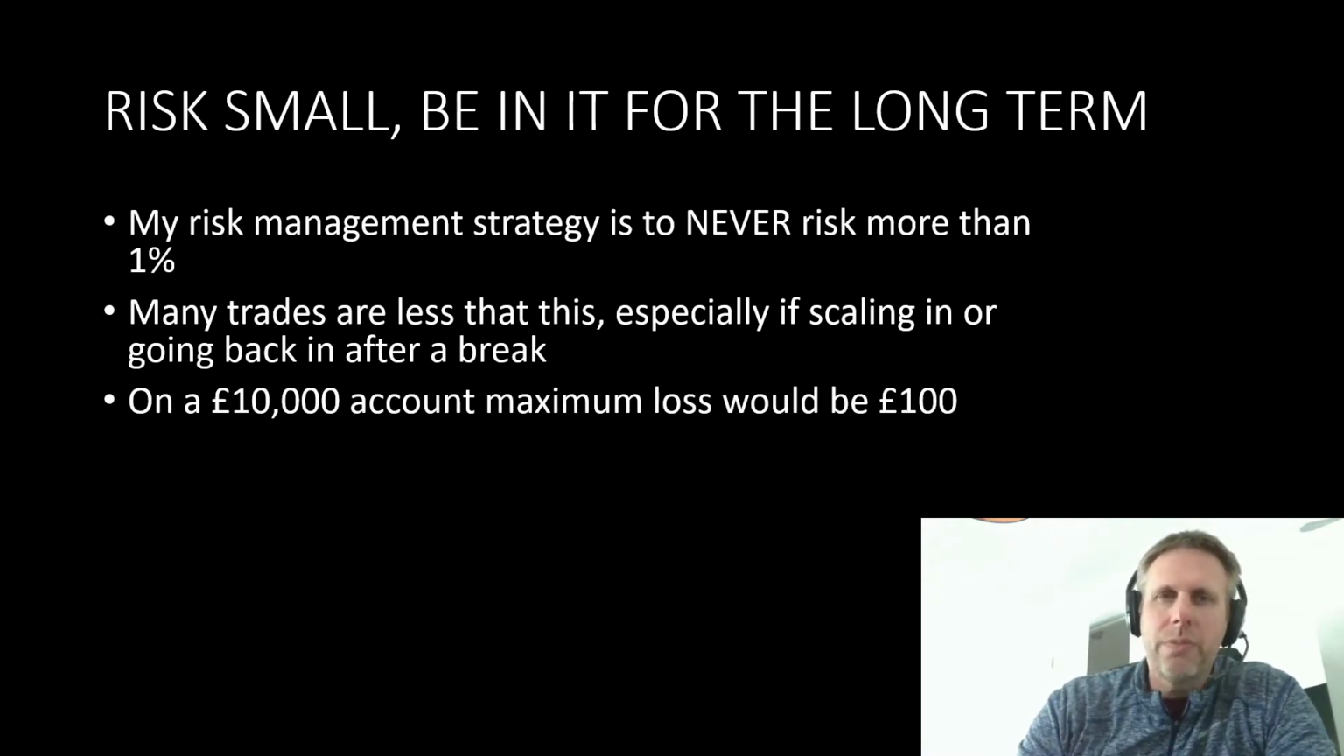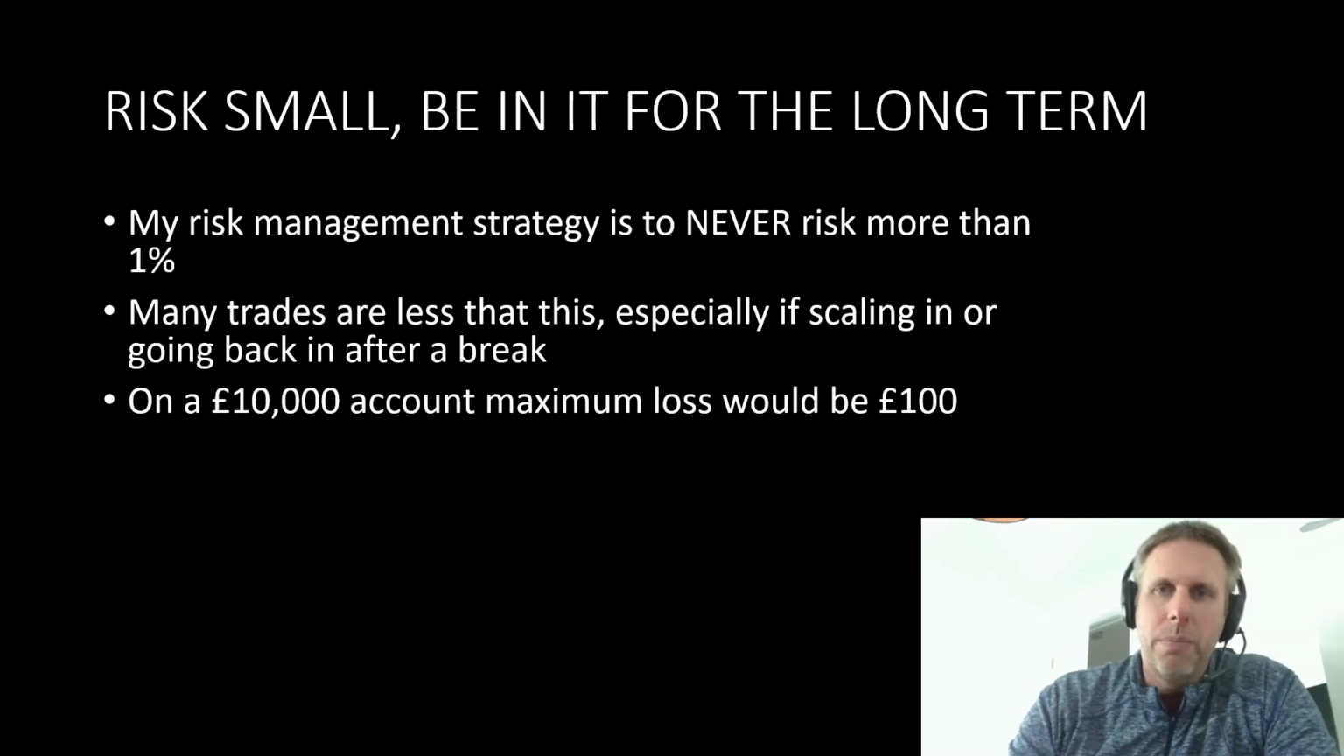So on a £10,000 account, for example, if you're risking 1%, your maximum loss would only be £100. If you relate that to the FTMO challenge, you're allowed to have a maximum 10% loss drawdown. So in that case, you're only allowed to have 10 losing trades. Now, most trading strategies I expect to not have 10 losses in a row, but it could occur.